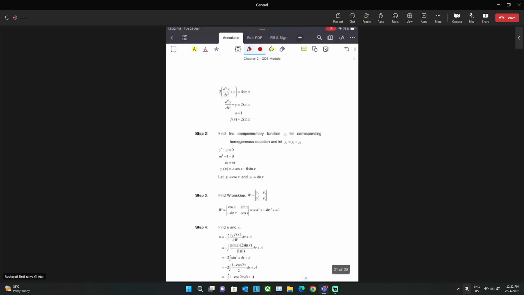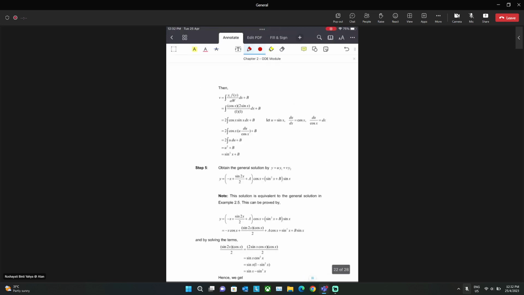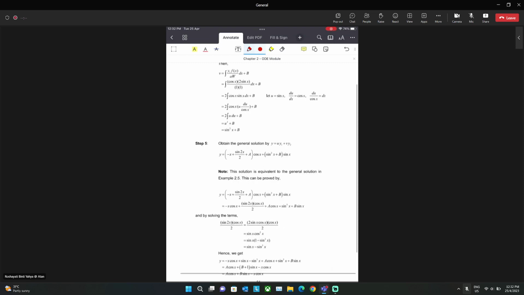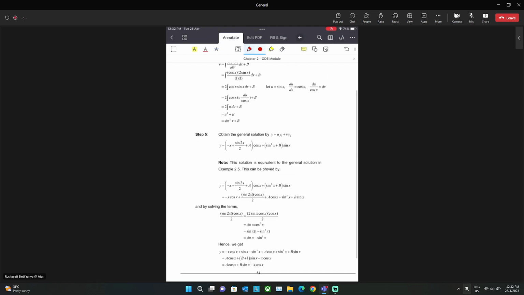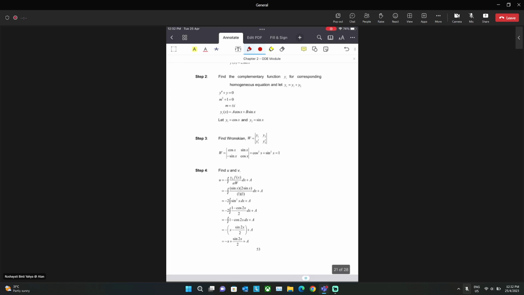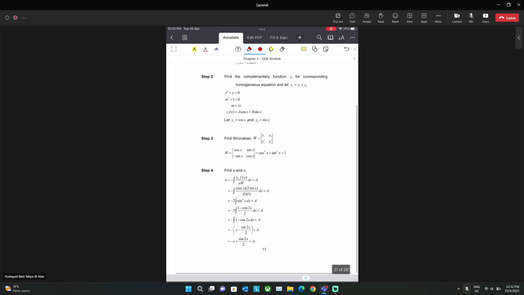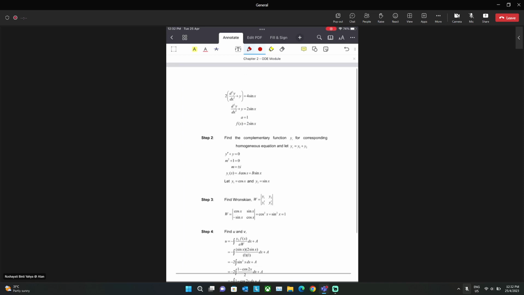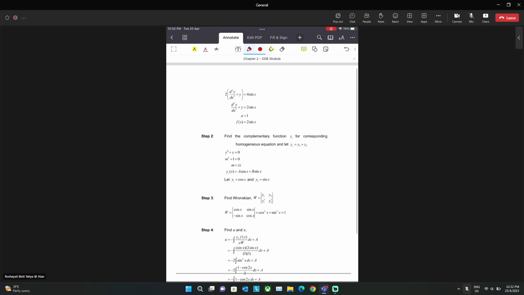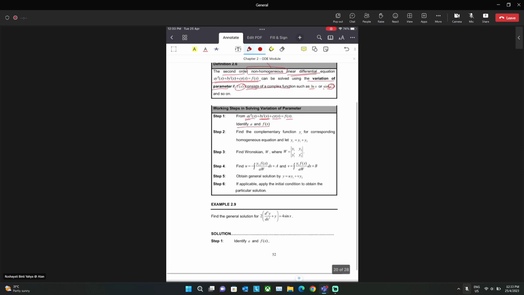So example 2.9 here, because this integration, maybe find here sin x. For this example, I prefer to go and rewrite everything one by one.